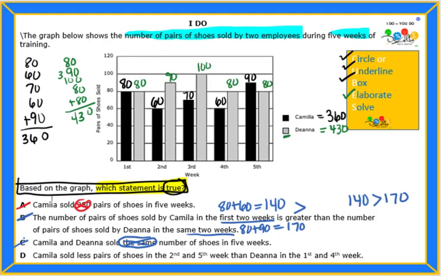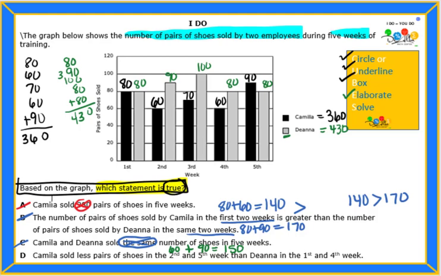Camila sold less pair of shoes in the second and fifth week. So let's look at Camila. Remember, Camila are the black bars. For the second week, Camila sold 60. And for the fifth week, Camila sold, remember that's the black bar, so on the fifth week, that would be 90. So 60 plus 90, that will be 150.